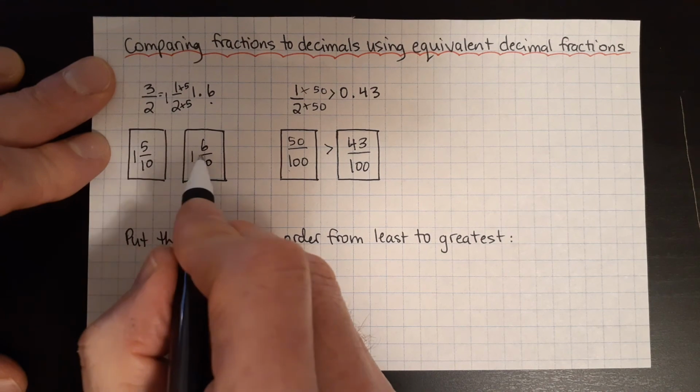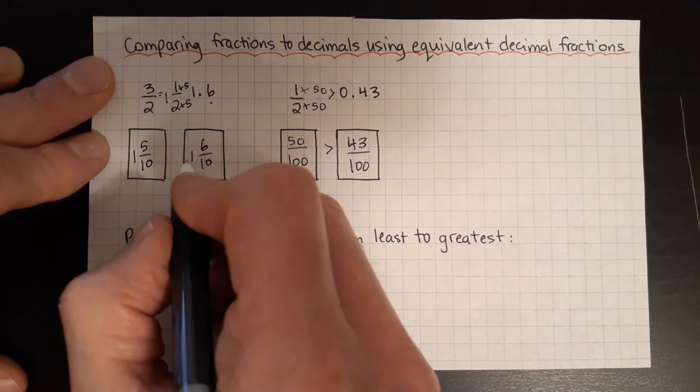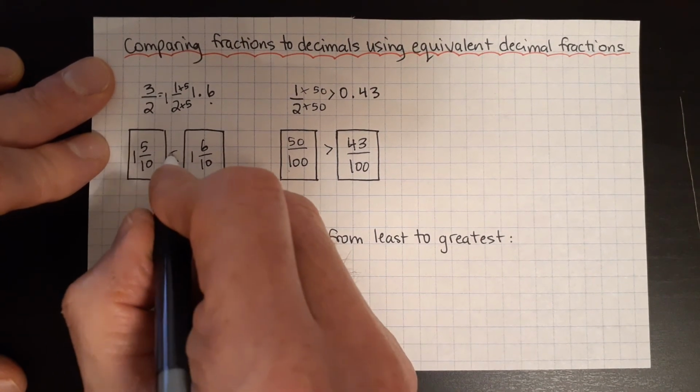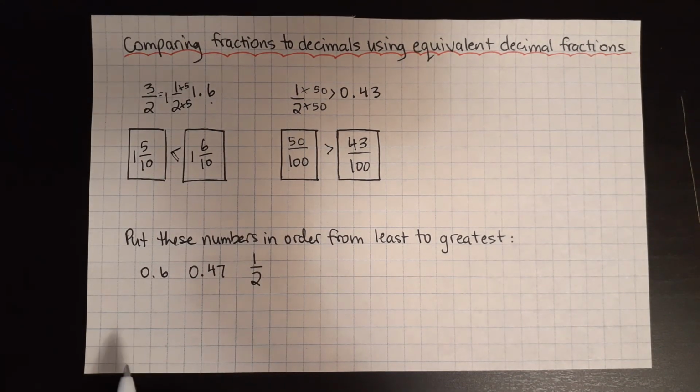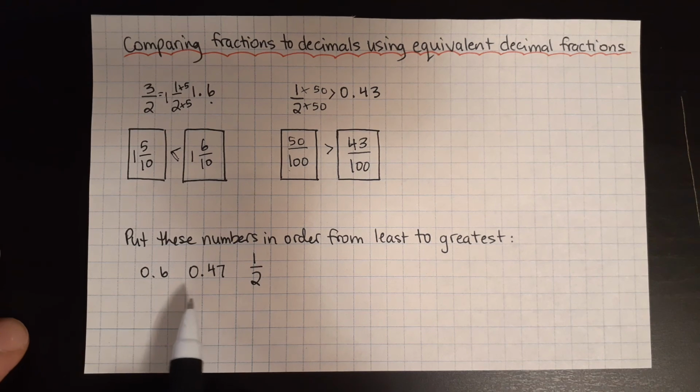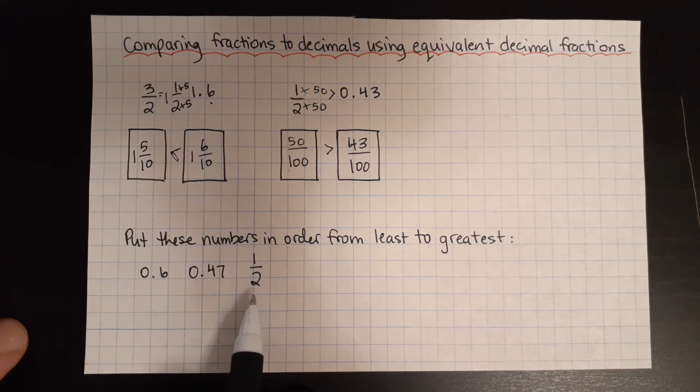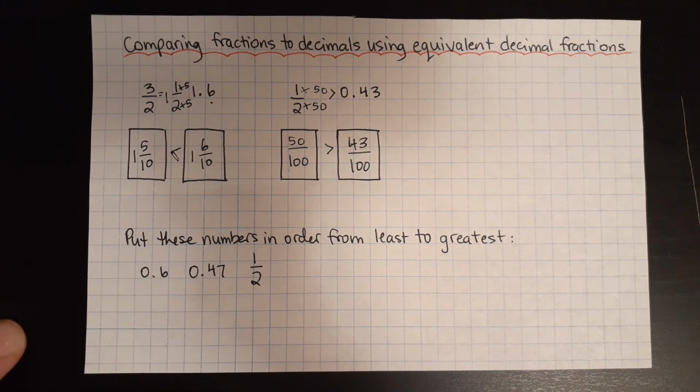Now, I can see that because the 6 here is larger than the 5, that 1 and 6/10 is bigger than 1 and 5/10. And then the last thing that would be here is to put these numbers in order from least to greatest. And I will let you do that on your own, which is going to be part of the practice in the workbook.